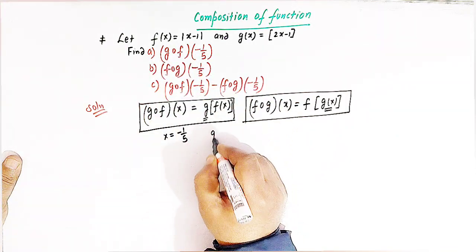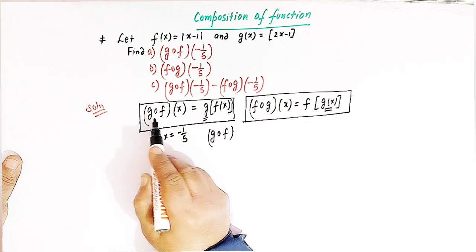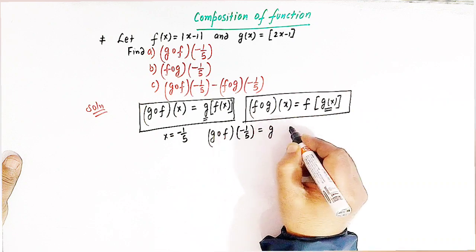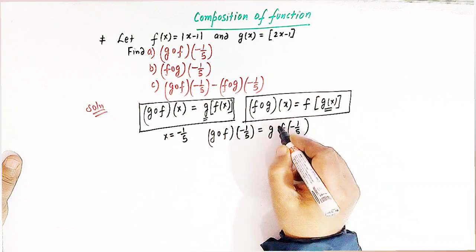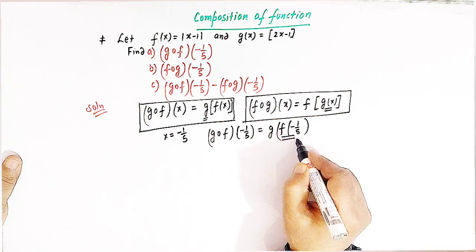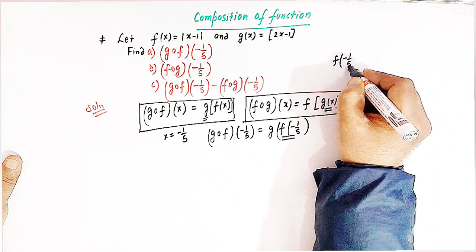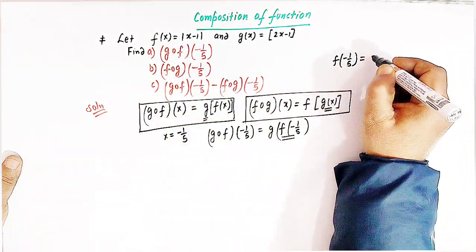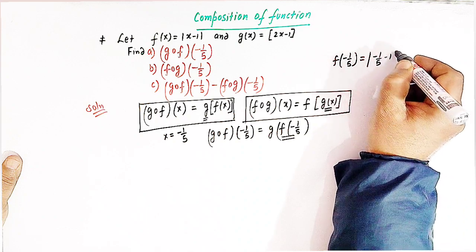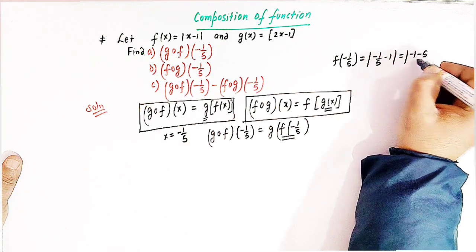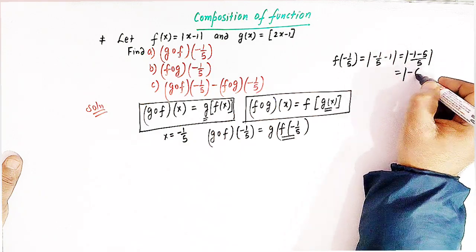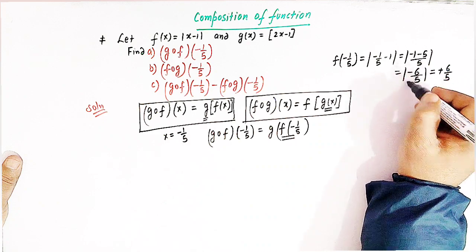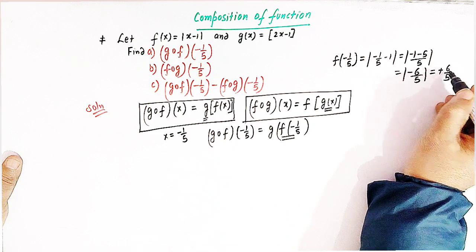So in the first case we have GOF, will call it as GOF. So GOF of minus 1 over 5 implies that G of f of minus 1 over 5, right? So first we have to find f of minus 1 over 5. So f of minus 1 over 5 is obtained by taking x is equal to minus 1 over 5 in this function. So we have mod of minus 1 over 5 minus 1. So this is minus 1 minus 5 over 5, and this is minus 6 over 5, that is positive 6 over 5, right? Because the mod function makes all these numbers positive. So we have positive 6 over 5.